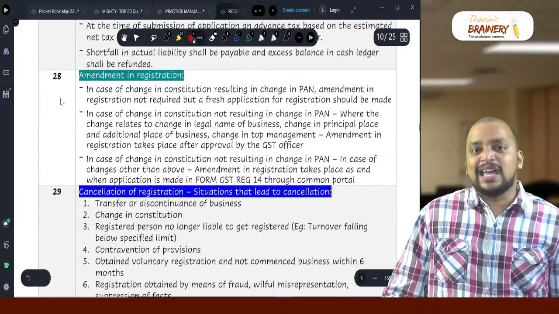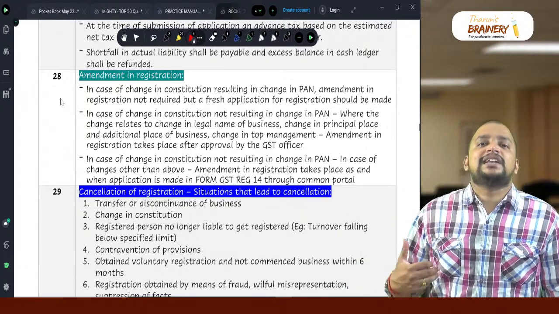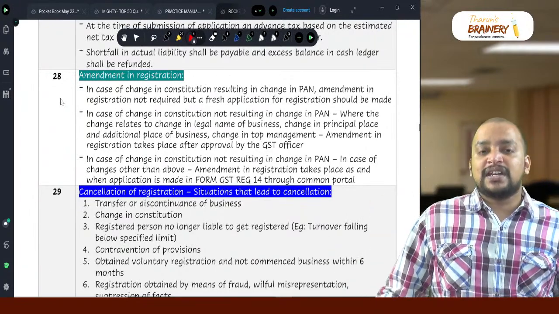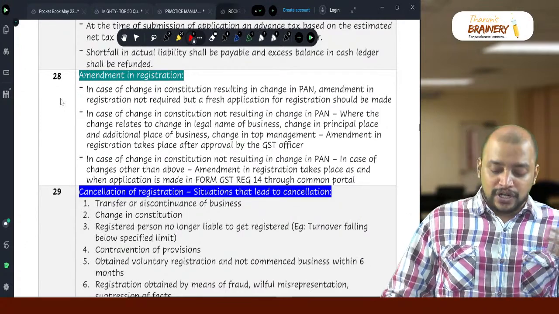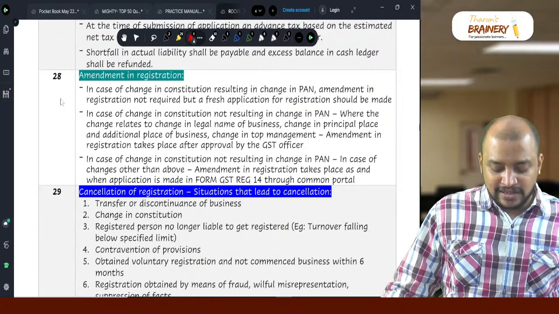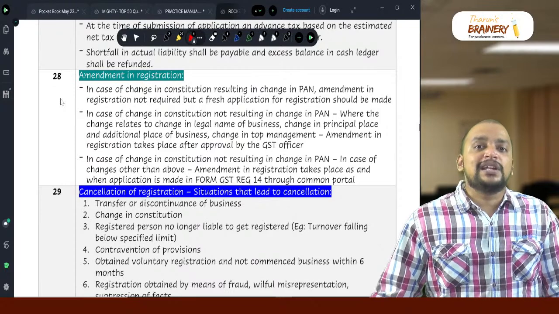Then section 28, amendment in registration. Whenever we submit an application for registration, we furnish some details. If there is any change in those details, we need to communicate them. So within 15 days, we need to communicate those details. And what are the details?